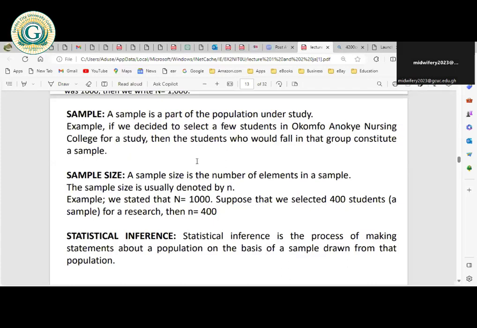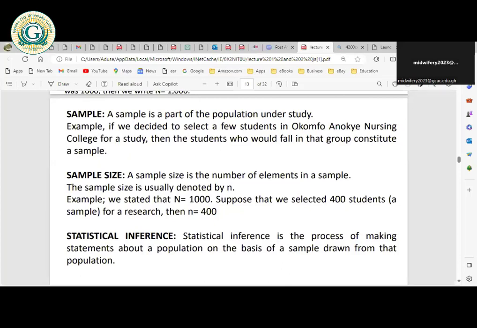And then we said that we always have to get a portion of the population to represent the population, because dealing with the population is cumbersome and costly. So we will have to take a sample. A sample is taking part of the population to represent the population. We normally represent the sample size with small n, which is the number of individuals within the sample.